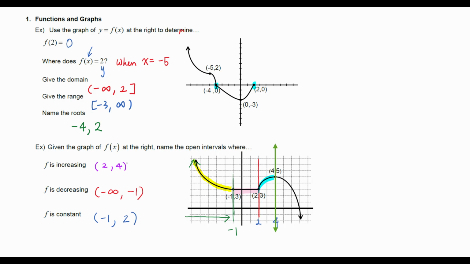But from 4 to infinity, your graph is again going down forever. So from 4 to positive infinity, f is decreasing again. So there are actually two intervals where f is decreasing. So f is decreasing from negative infinity to negative 1, union, the open interval 4 to positive infinity.